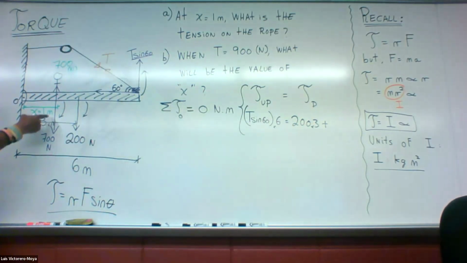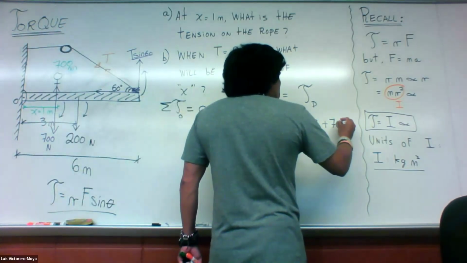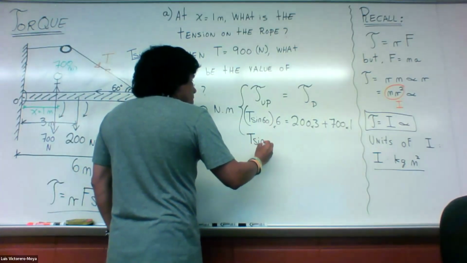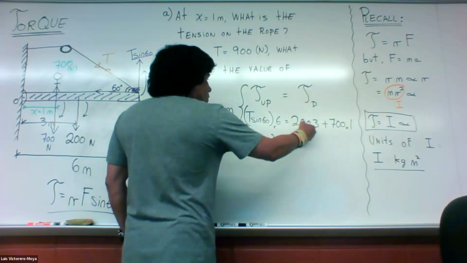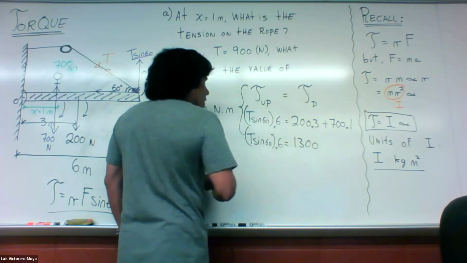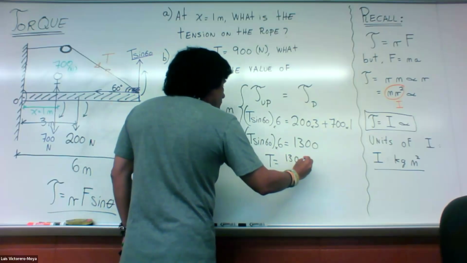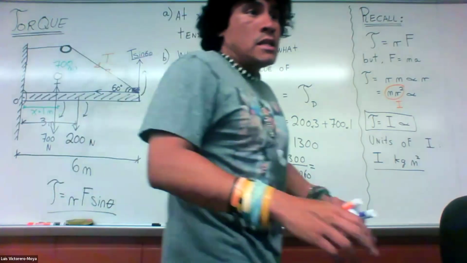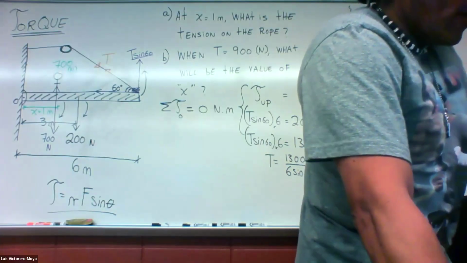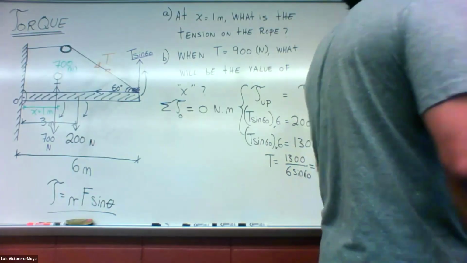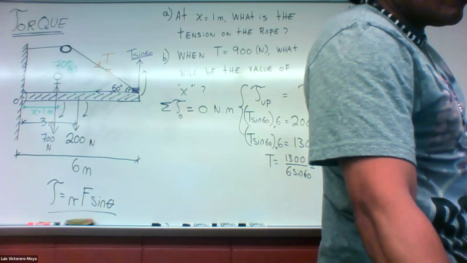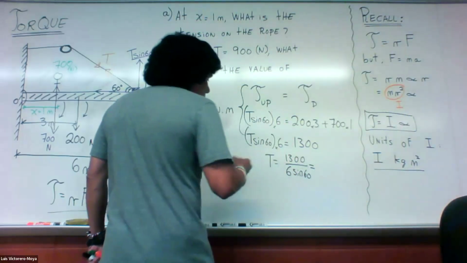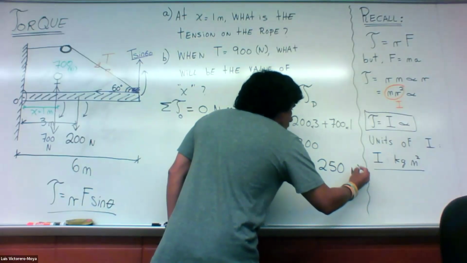plus 700 times 1. Like that. Okay? So you have T sine 60 times 6 equals to 600 plus 700, 1300. So your tension will be 1300 over 6 sine of 60. Be careful, make sure your calculator is in degrees. All right. Otherwise, you can make a mistake. All right. So then the answer for this is 249 newtons, 250 probably newtons.